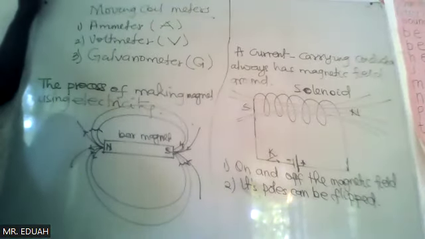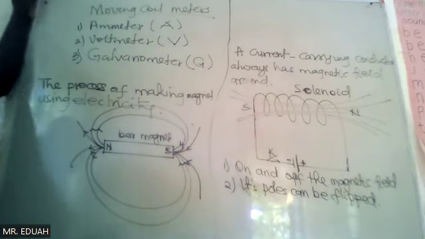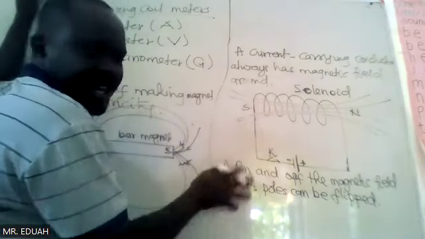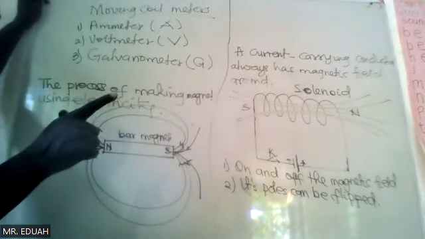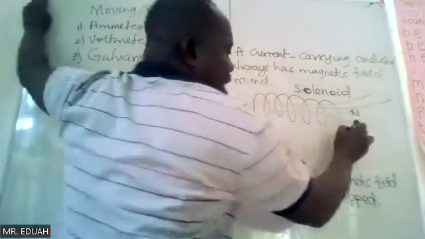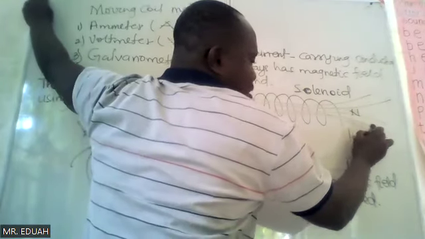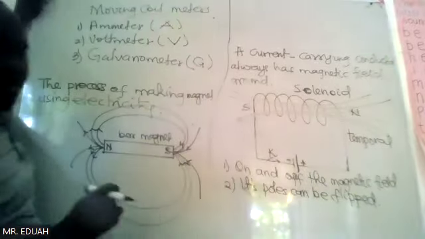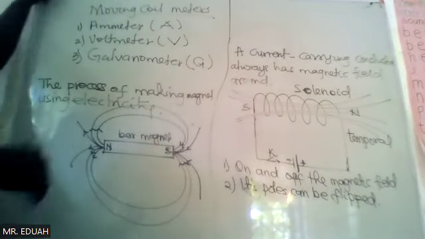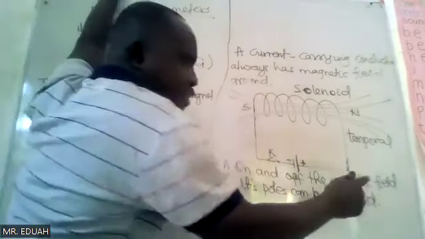An added advantage over this one. And because of these features of this magnet, we say this is a temporal magnet. So artificial electromagnets, or electromagnets, are temporal magnets.